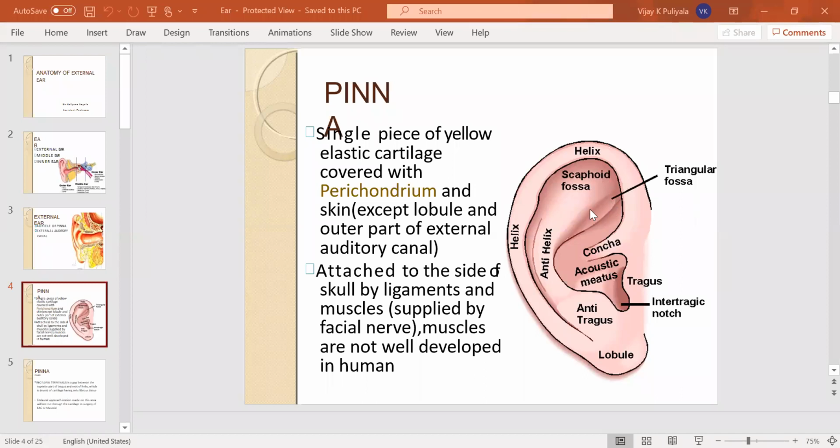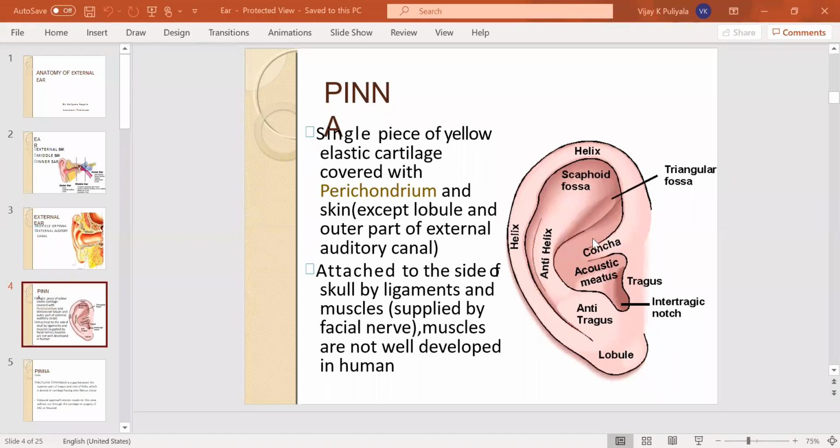The depression present between the helix and antihelix is called the scaphoid fossa. It is a narrow gutter-shaped depression between the helix and antihelix. What is the triangular fossa? It is the depression present between the two anterior limbs of the antihelix. And this depression is the concha.